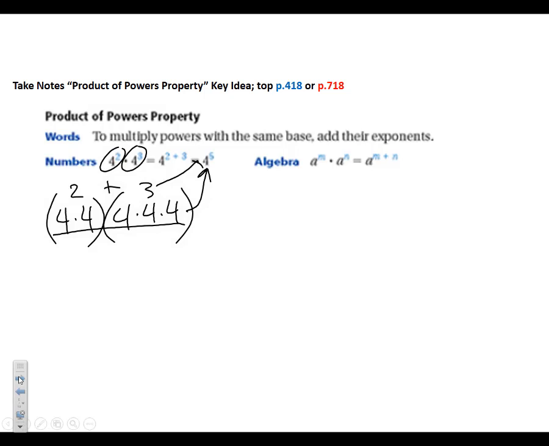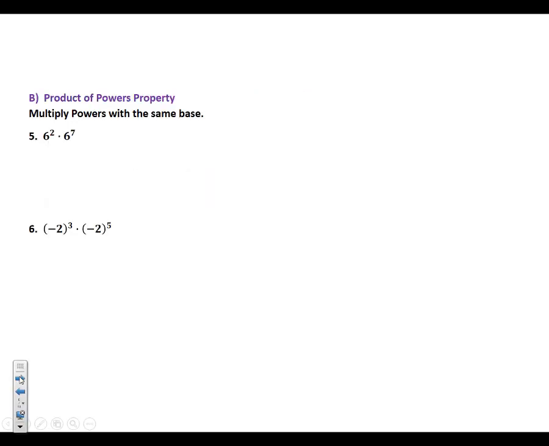So let's do a couple examples of those. In number 5, multiplying powers with the same base. Now this does not say evaluate, so we are going to write our answers as exponents. So we have 6 squared times 6 to the 7th. The common base is 6. The exponents are 2 and 7, so we add those together, and we have 6 to the 9th as our product of those two powers.